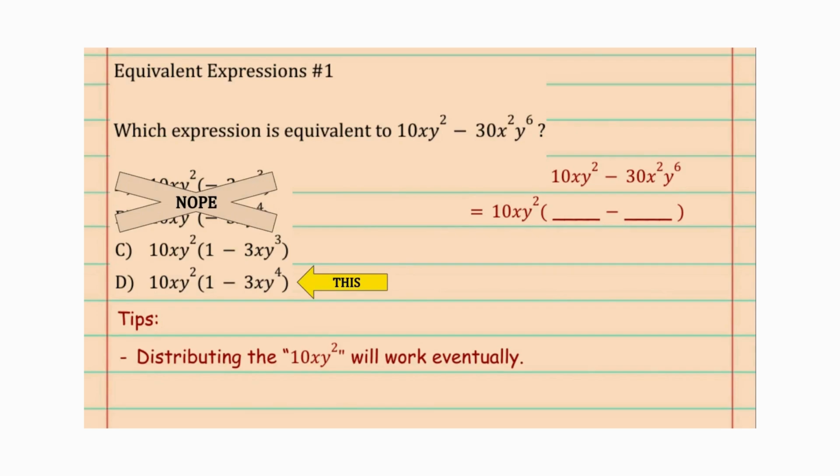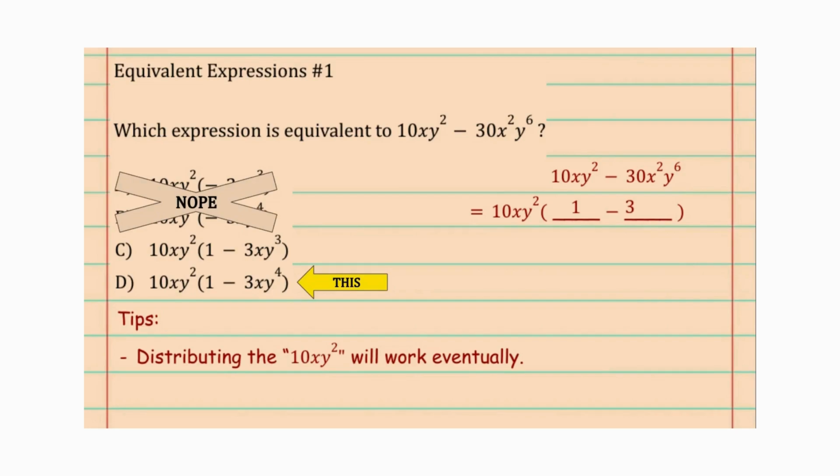Well, let's look at that first term. 10xy squared times what is going to get me my original 10xy squared? Well, that of course is the multiplicative identity, 1. And we knew that was going to be the first term. C and D both have that as the first term in the parentheses. Now let's look at the second term. This one's a little more tricky. Let's look at those constants, 10 and 30. 10 times what equals 30? Well, that's going to be 3.